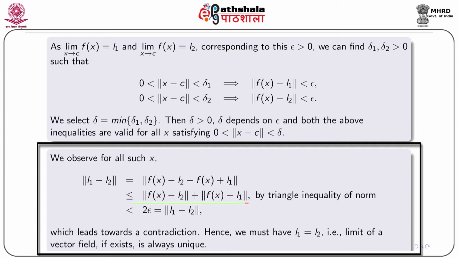Both of them are less than epsilon. So, summed they are less than 2 epsilon, which is nothing but norm of L1 minus L2. So, we have norm of L1 minus L2 less than norm of L1 minus L2, which leads towards a contradiction. Hence, we must have L1 equal to L2, that is, the limit of a vector field, if it exists, should always be unique.